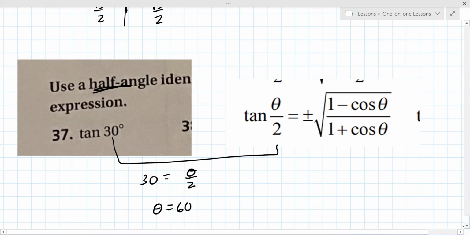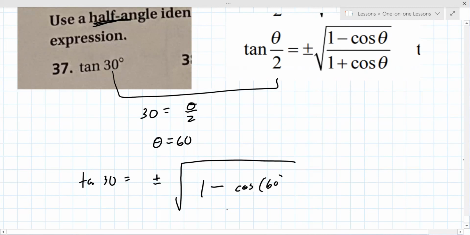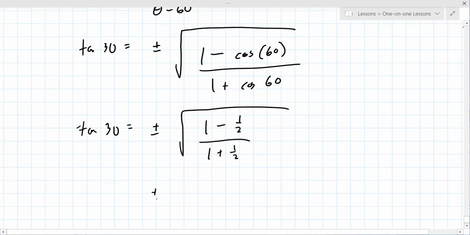So tangent of 30 equals plus or minus the square root of 1 minus cosine of theta, but theta is 60, over 1 plus cosine 60. So what is cosine 60? That's your unit circle again. Cosine, the x value, is 1/2. So that's the square root of 1 minus 1/2 over 1 plus 1/2. So it's plus or minus the square root of 1/2 over 3/2.